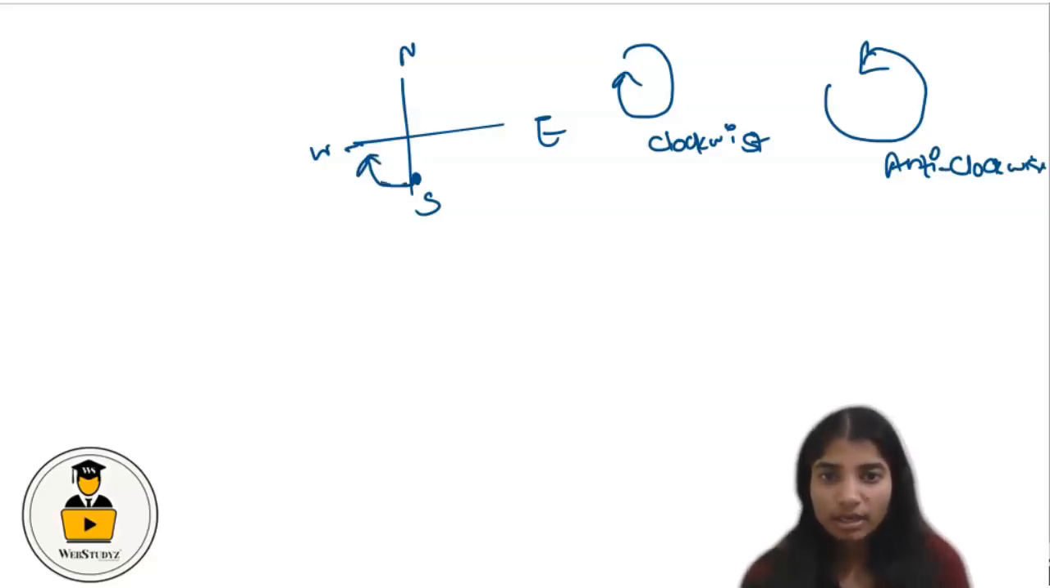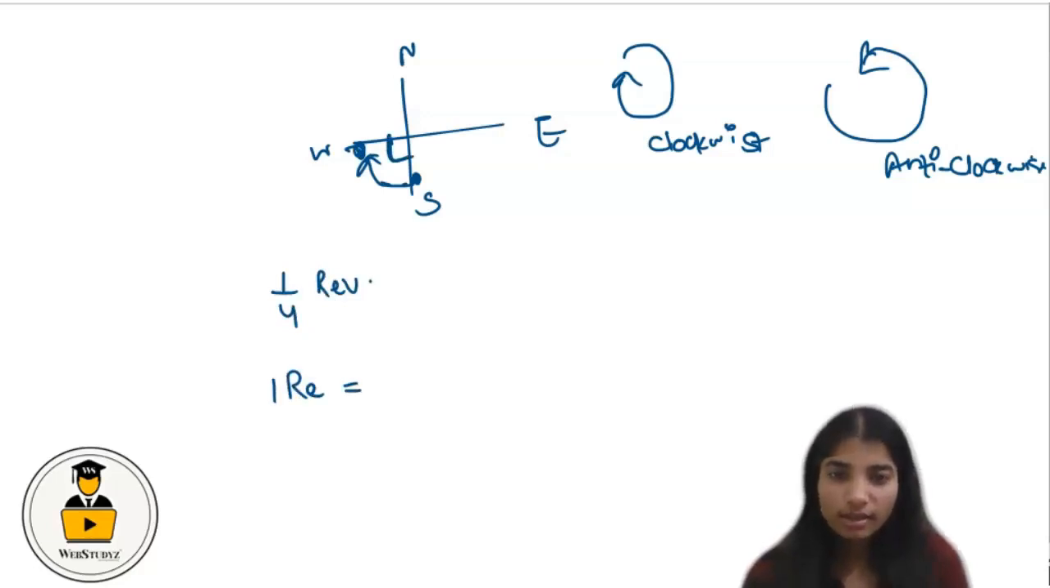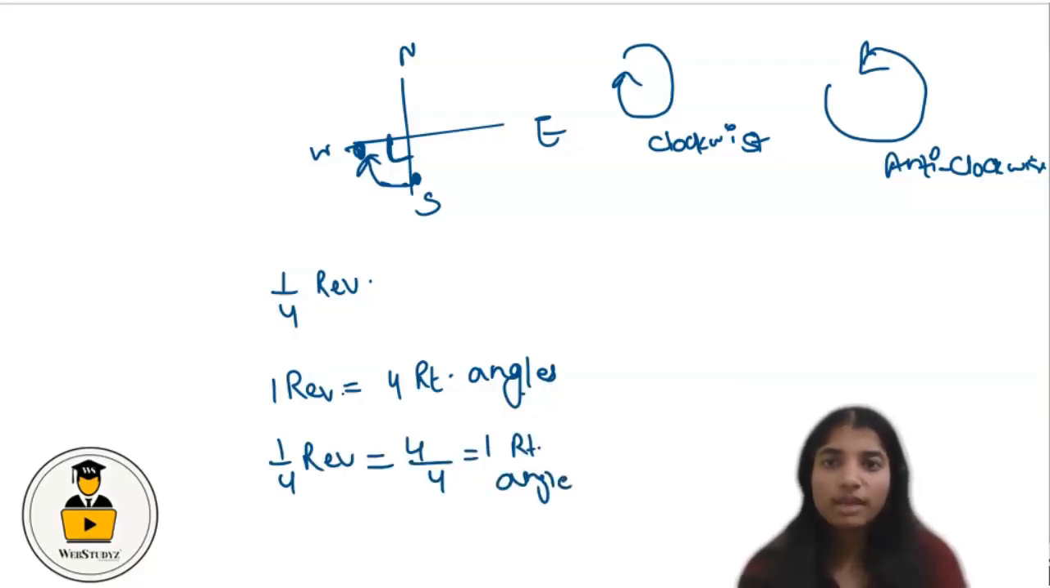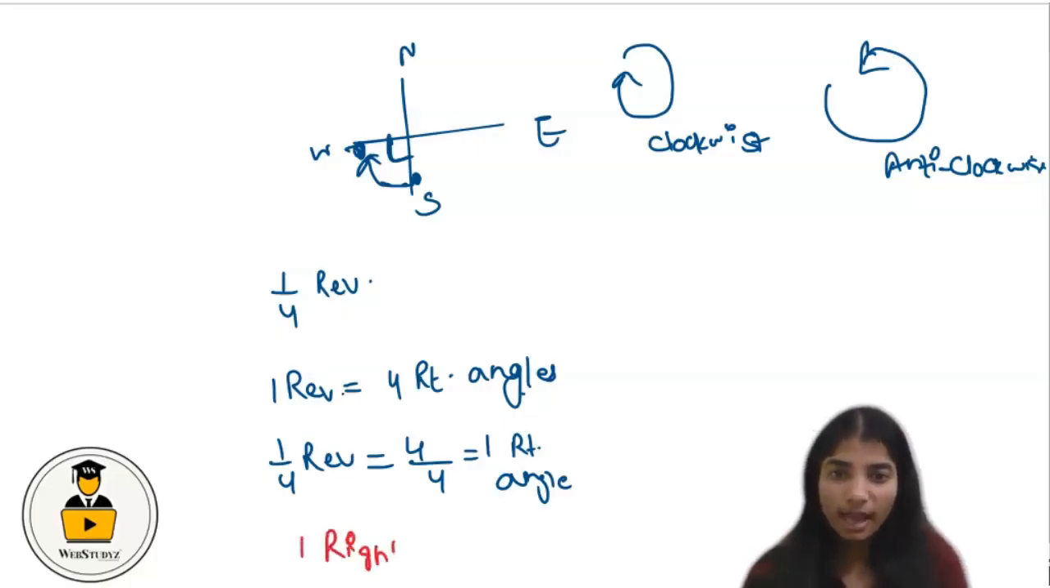So from here it moves from south to west. It is clearly visible that it covers 1/4 of a revolution, and we know that one revolution is equal to 4 right angles. So 1/4 of this revolution is equal to 4 divided by 4, that is 1 right angle. So when it moves from south to west in the clockwise direction, it will cover 1 right angle. This is the answer to the first part of this question.